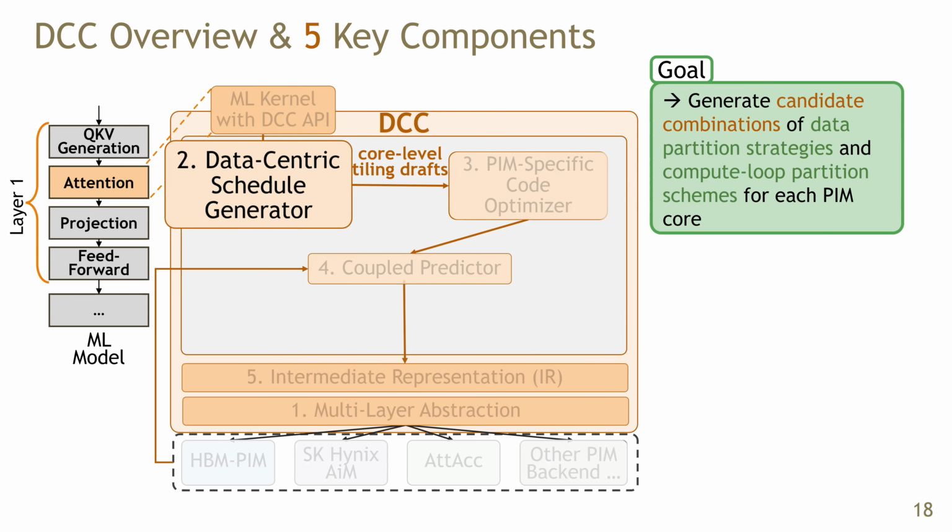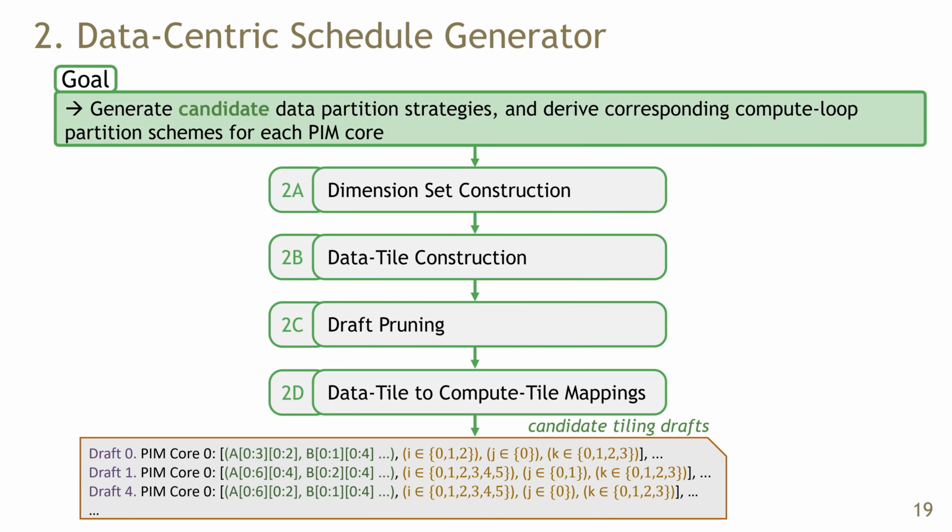DCC's second component is the data-centric schedule generator that generates the candidate combination of data partition and compute loop partition for each Peim core. These candidate combinations are represented as the candidate tiling drafts. It has 4 steps to generate the candidate tiling drafts at core level granularity.